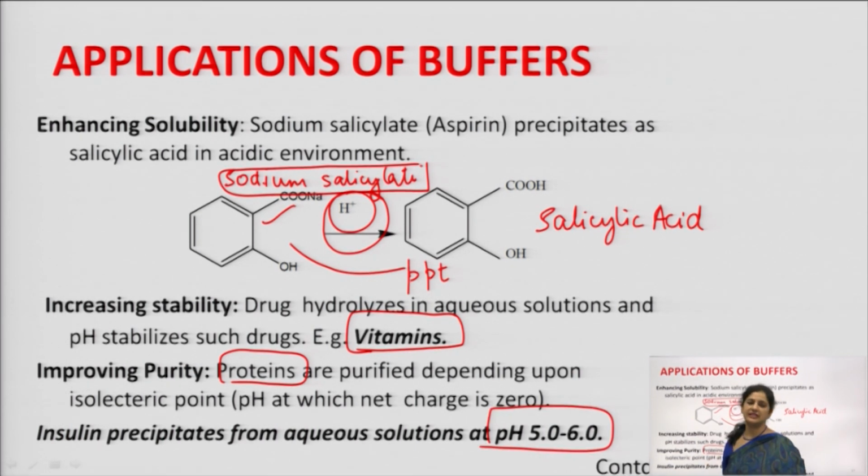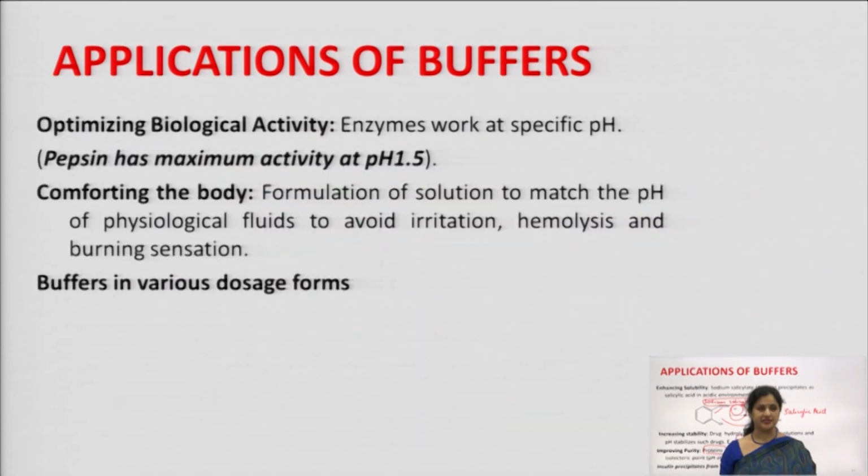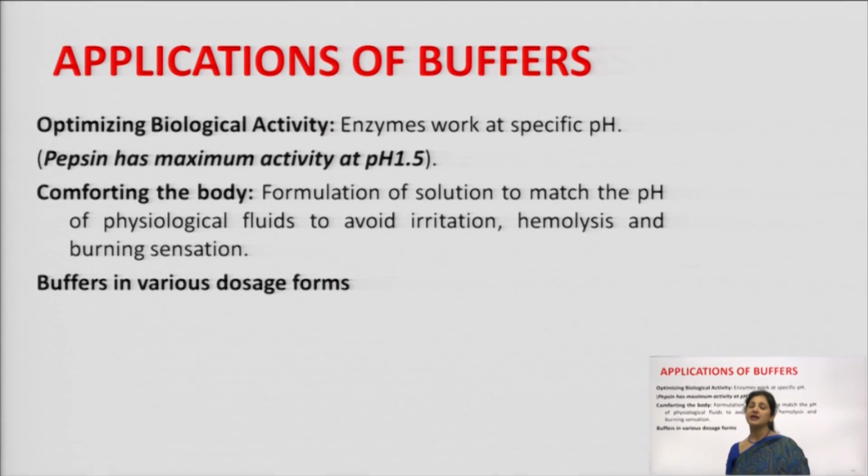So, how do we maintain this pH? By the use of buffers. Another application is optimizing biological activity. Enzymes are basically proteins which have a specific pH to perform their function. For example, the pepsin enzyme has maximum activity at pH 1.5. So, how is this pH maintained? Whenever we require pH maintenance, we use buffer.